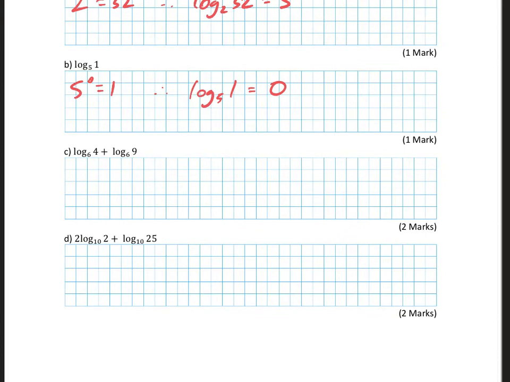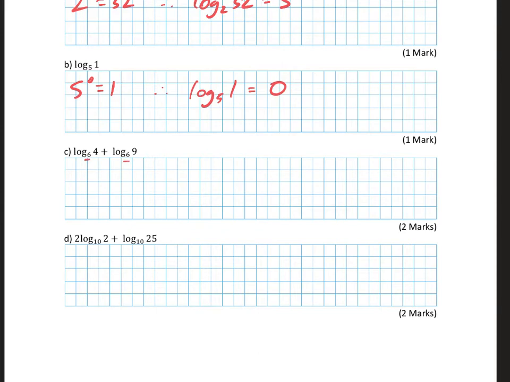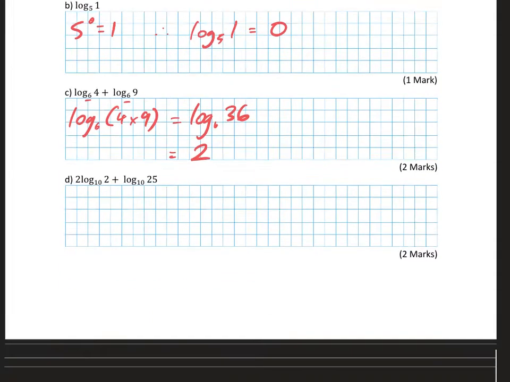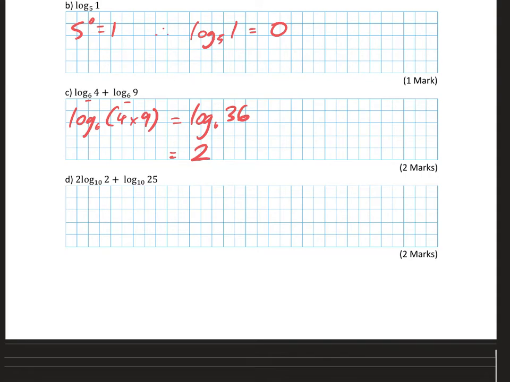We need to apply the log laws here. Both the same base, you're adding them, so the log law that you're using is that it's multiplication of the numbers of interest, so it's going to be 4 times by 9. That's going to be equal to log in base 6 of 36. The power that I raised 6 to get 36 is equal to 2. Because 6 squared is equal to 36.